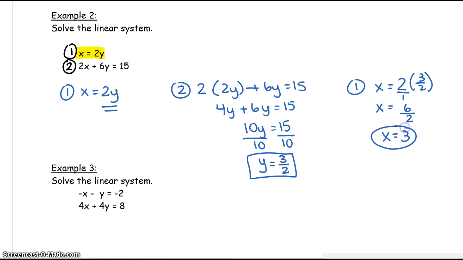Now, a lot of people get so excited. Yes, we're done. We're done. Not yet. Not yet. We're almost there. We're going to have to write it as a point. And the point will be 3 comma 3 over 2. Final answer. All right, well done.